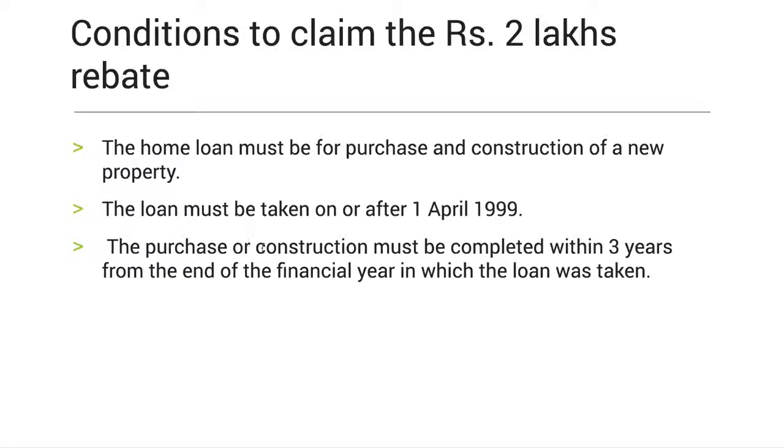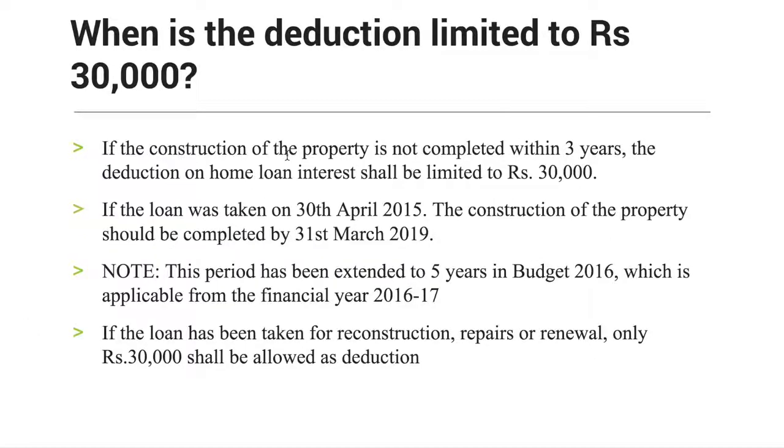And then the purchase or construction must be completed within 3 years. This is the important point, from the end of the financial year. If the construction of the property is not completed within 3 years, the deduction on the home loan interest shall be limited to 30,000 rupees. So the total deduction would be reduced from 2 lakh to 30,000 if it has not been completed within 3 years.